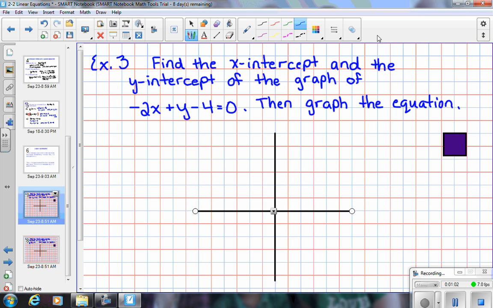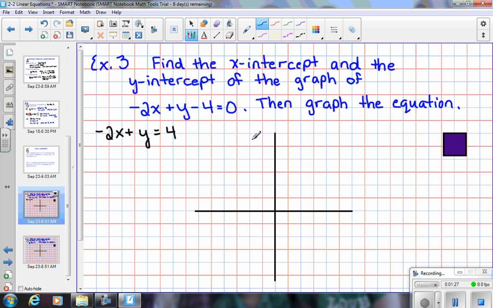Here we're going to find the x-intercept and the y-intercept of the graph of negative 2x plus y minus 4 equals 0, and then we're going to graph the equation. The first thing I'm going to do is move the constant, the 4, to the other side. So I'm going to add 4 to both sides, and I get negative 2x plus y equals 4.